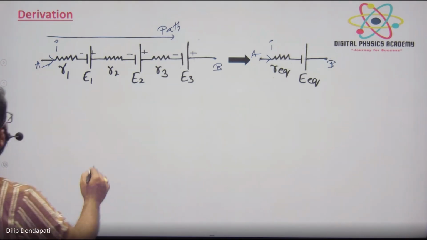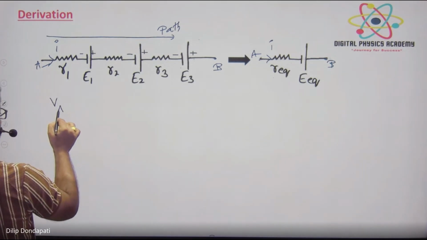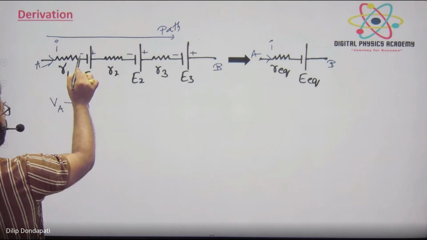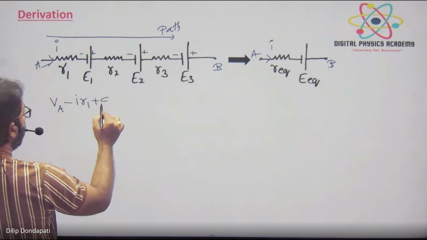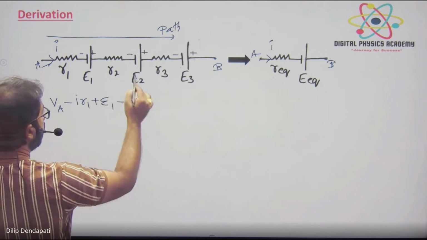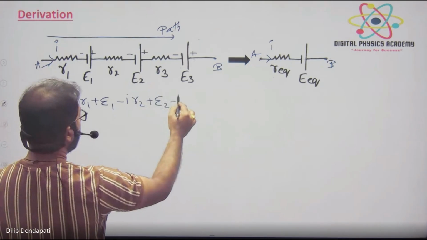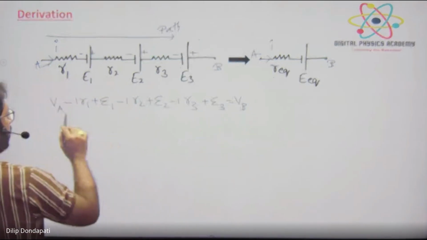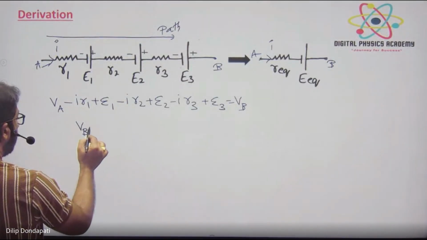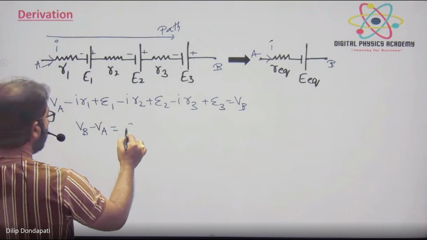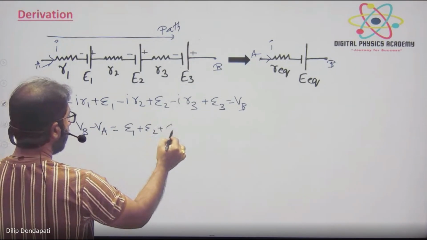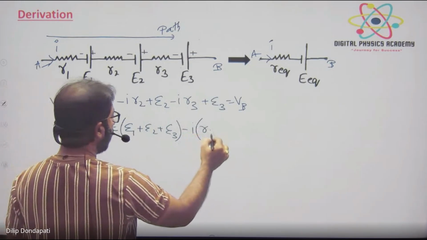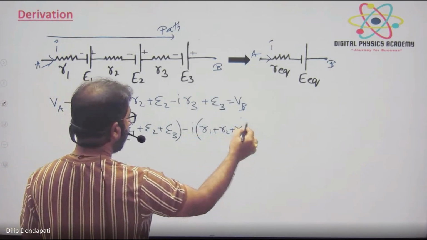So how to apply? याद है? VA से start करो. VA, current and path are in the same direction, minus I into R1. Then you are going from minus to plus, lower to higher potential. So plus E1, again minus IR2, plus E2, minus IR3, plus E3 is equal to VB. So from this, what is VB minus VA? VB minus VA is equal to, I'm combining like this, E1 plus E2 plus E3 minus I common ले रहा हूँ, R1 plus R2 plus R3, right?